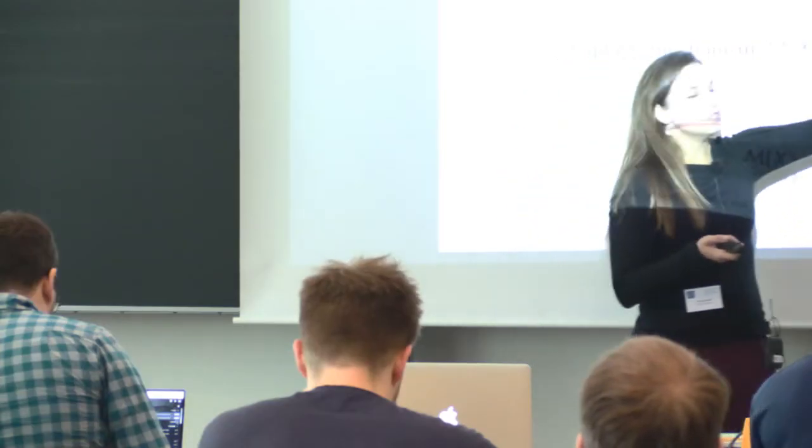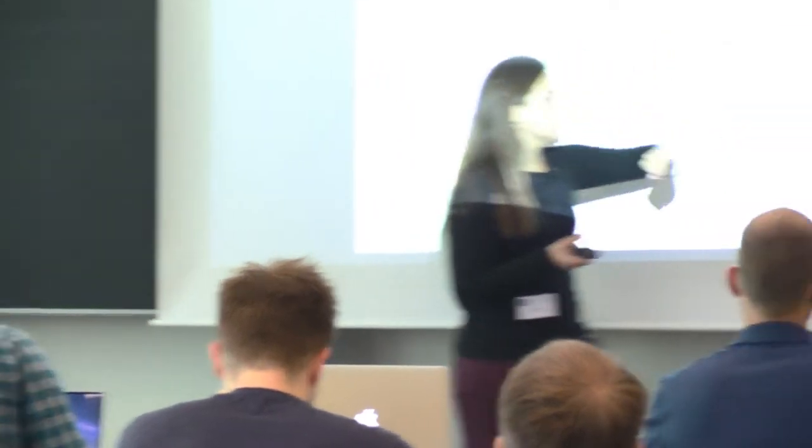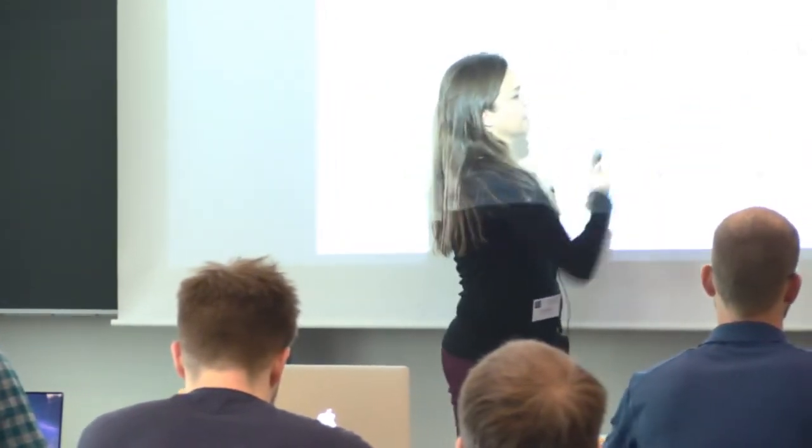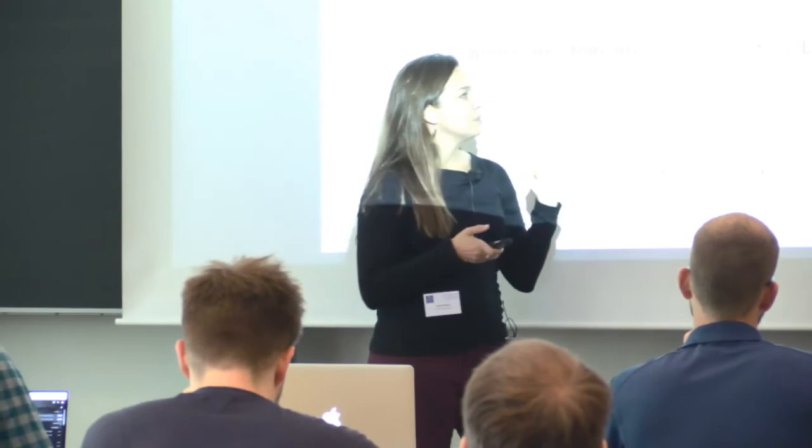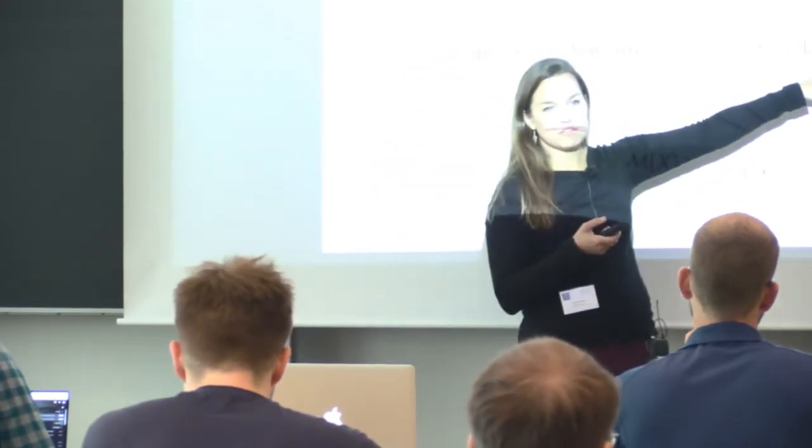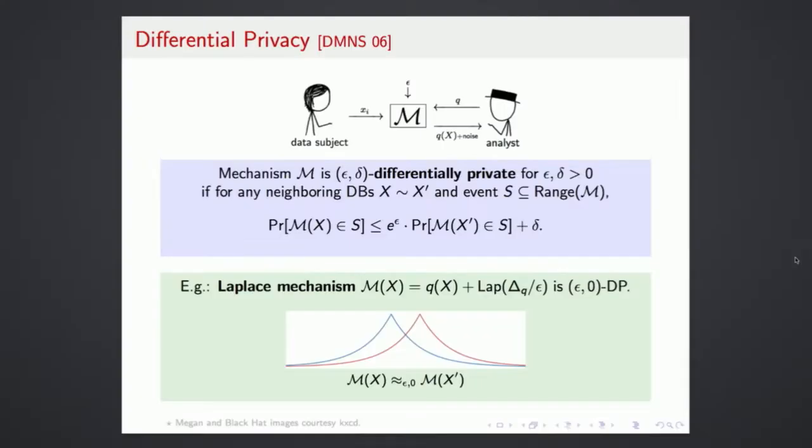And the amount of noise, the parameter that we pass into the Laplace, determines how narrow or fat this is going to be. It is proportional to the sensitivity of the query, that is, how much it can change when we change one entry in the database, divided by our desired privacy parameter epsilon. So as we send epsilon smaller, we get a fatter distribution and more privacy. And this mechanism is epsilon-zero differentially private.